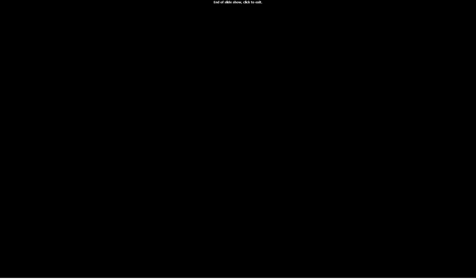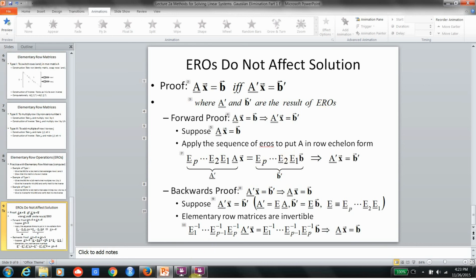Next, we're going to go into LU decomposition and talk about how that builds off of what we know about solving linear systems using Gaussian elimination.